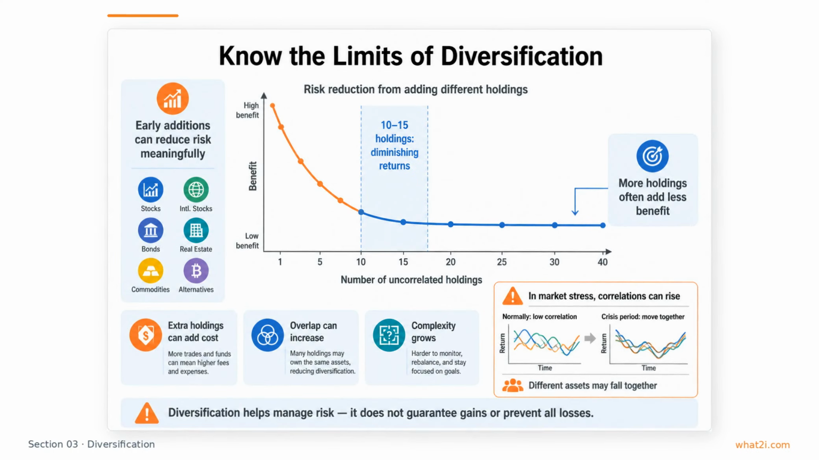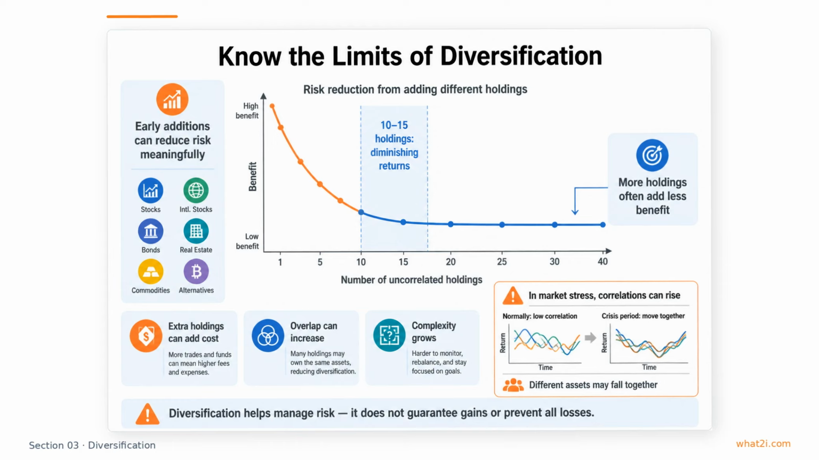Diversification has clear benefits, but those benefits are not unlimited. The first few genuinely different holdings often reduce risk the most, because they remove the most obvious concentration. After that, each additional asset tends to help less. Many investors find that once they have roughly 10 to 15 reasonably uncorrelated holdings, the extra benefit begins to flatten out. Beyond that point, more positions can add fees, overlap, and complexity without much additional protection.